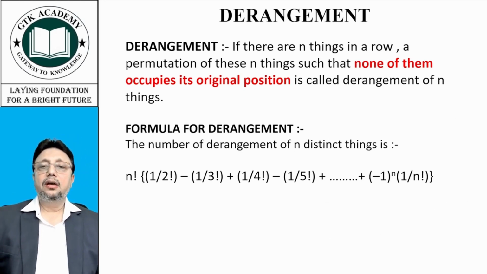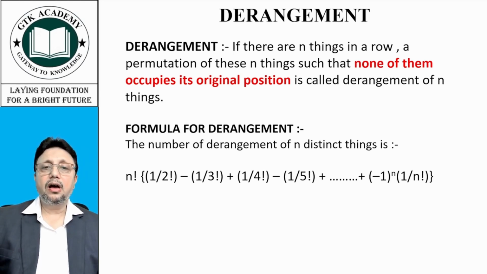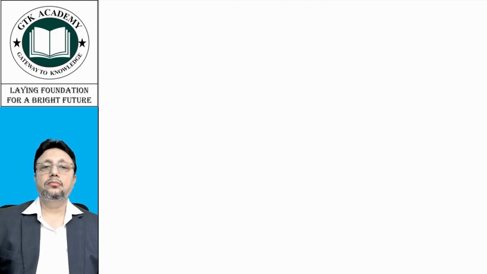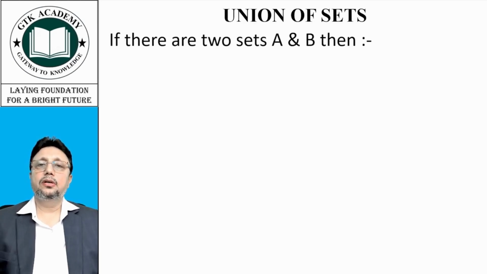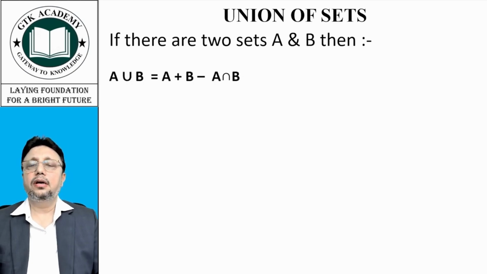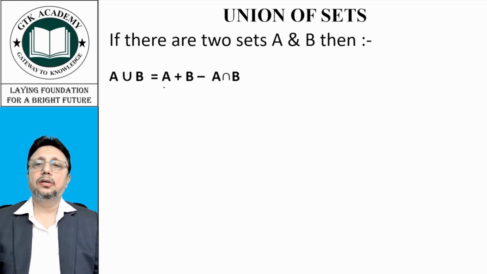Now we will do the derivation, or you can see we'll learn how this formula is derived. But before deriving the formula of derangement, let's recall union of sets. What is union of sets? If there are two sets A and B, A union B is equal to set A plus set B minus A intersection B.